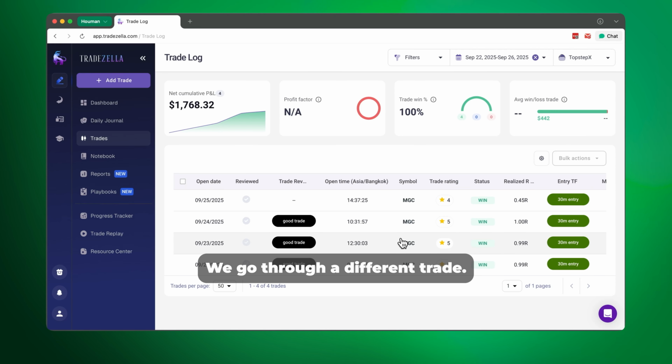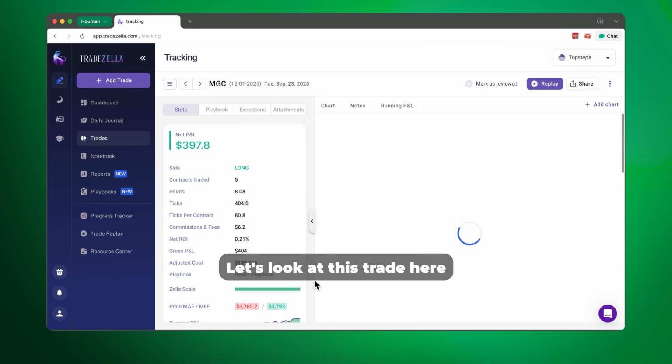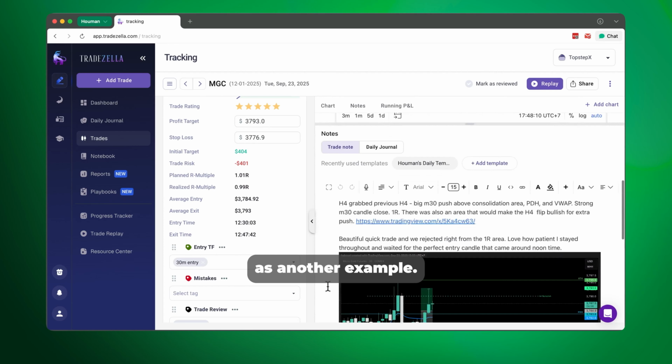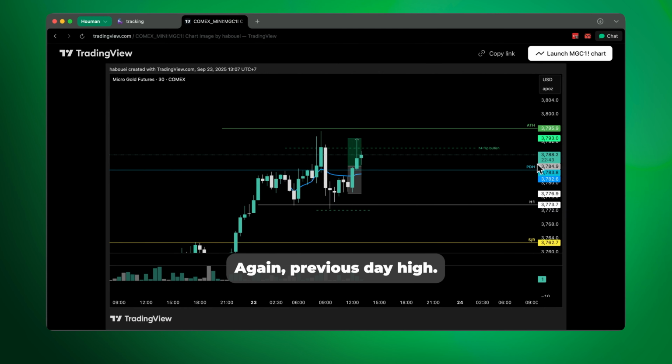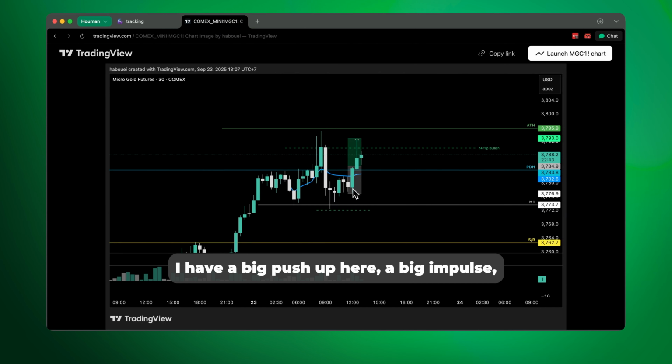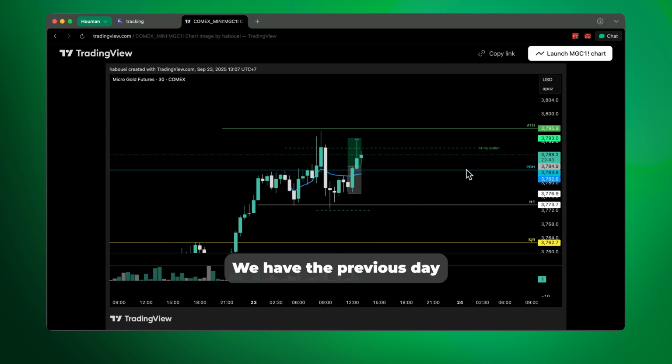We go to a different trade. Let's look at this trade here as another example. And what do we see here? Again, previous day high. I have a big push up here, a big impulse 30-minute candle. We have the previous day high holding, and boom, we have targets to the left. So essentially, I have a set of rules and a particular setup that I look for every single day that is in line with my technical bias and my fundamental bias.